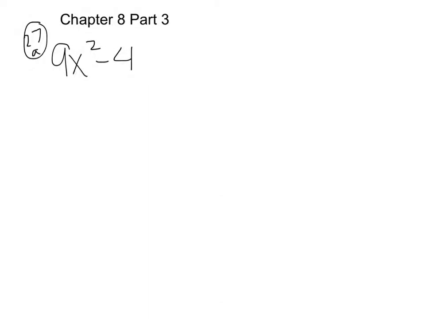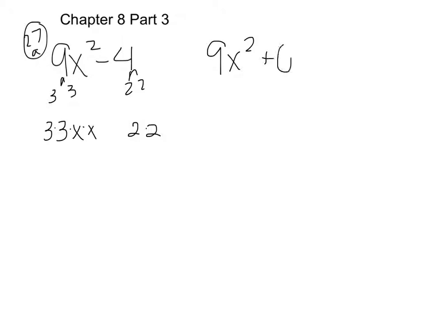Chapter 8, Part 3, we are talking about special cases of factoring quadratics. So we're going to look at number 27a, which is 9x squared minus 4. The first thing I'm going to do is a little factor tree to see, if I break these down, if they have a greatest common factor. When I look at my 9x squared, which is 3 times 3 times x times x, and my 4 as 2 times 2, there's no GCF besides a 1. So we're going to leave it the same. But I am going to put in a 0x because we're missing that middle term.